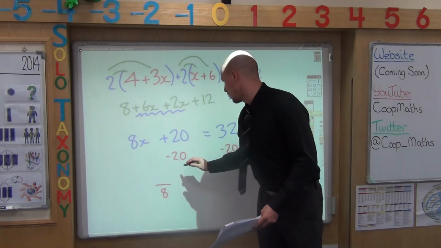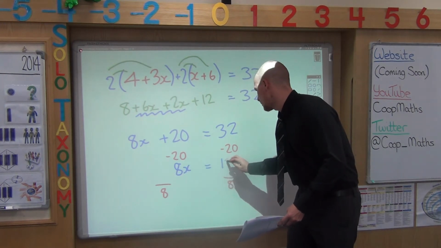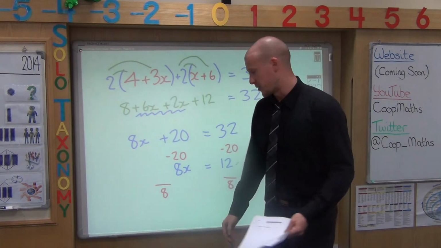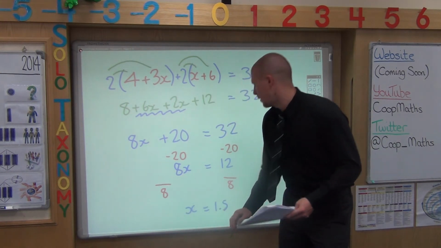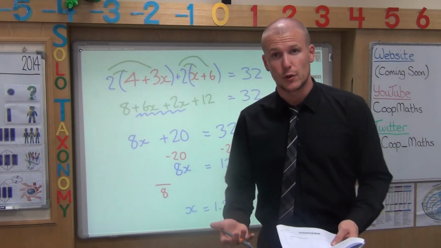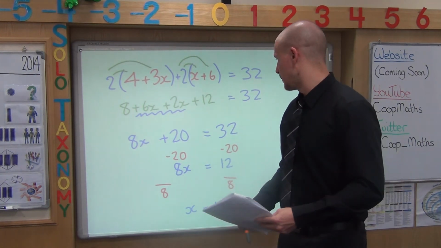Take 20 away, that's gone, I'm left with 8x. And over here I get 12. And then dividing both sides by 8, I end up with x equals, when you do 12 over 8, you get either 3 over 2 if you want to leave it as a fraction, or 1.5. Either or, they're accepted answers.